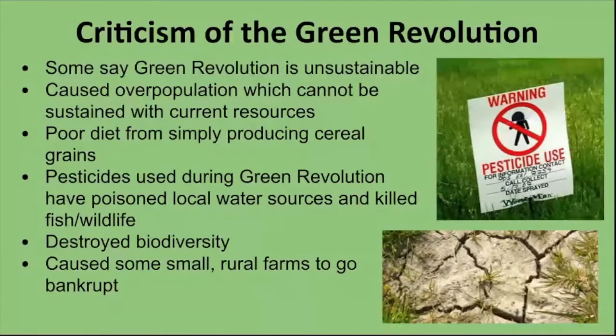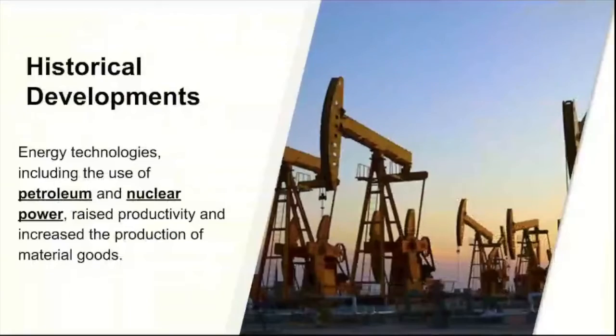The criticism of the Green Revolution, well, the negative impact, right? There's always a negative side to the story. Some say the Green Revolution is unsustainable over time. It caused overpopulation, which cannot be sustained with current resources. It caused poor diet from simply producing cereal grains. Look at the problem in America, right? With nutrition and obesity. Pesticides used during the Green Revolution poisoned local water sources, killed fish and wildlife, and has a negative impact on human health, destroyed biodiversity, caused some small rural farms to go bankrupt, right?